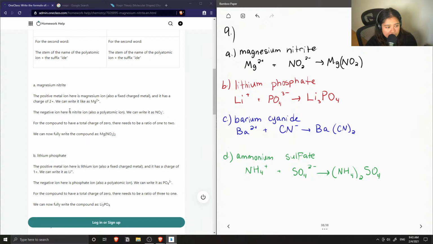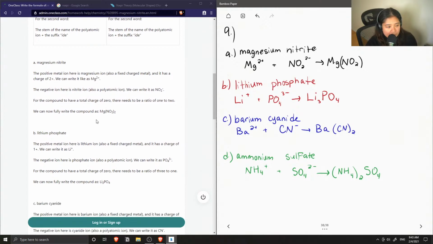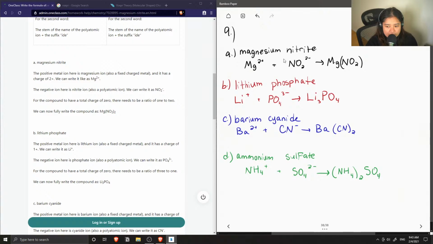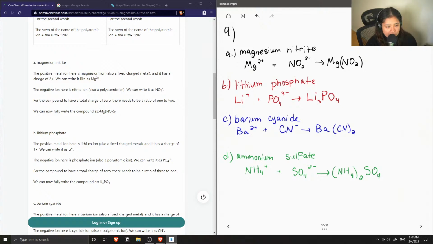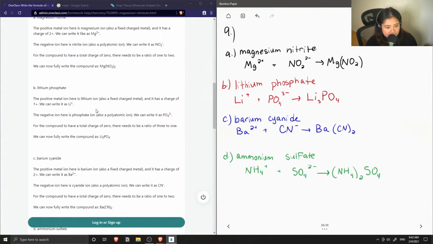Okay, so we have magnesium nitrate, and they also got MgNO2. Okay. Yep, so that's correct because the nitrate ion has only a -1 charge. I thought it had a 2- charge, but that is for NO3. So the junior tutor is correct in that sense.